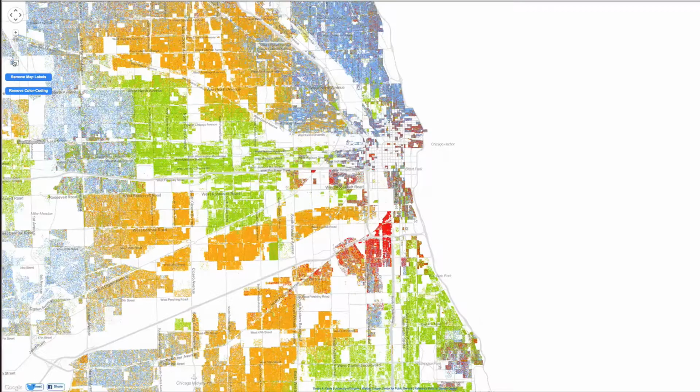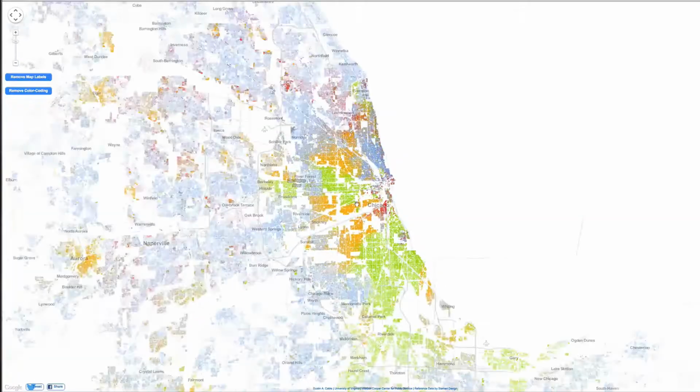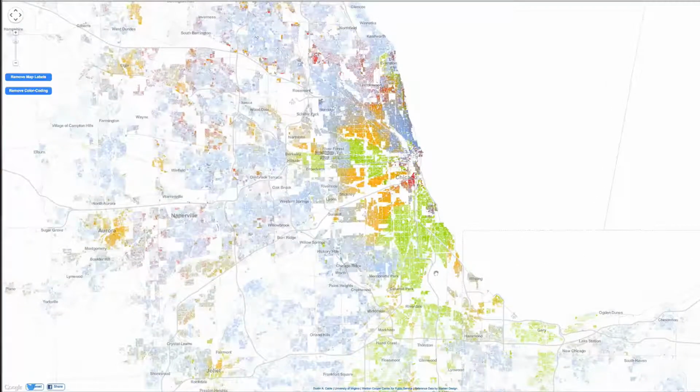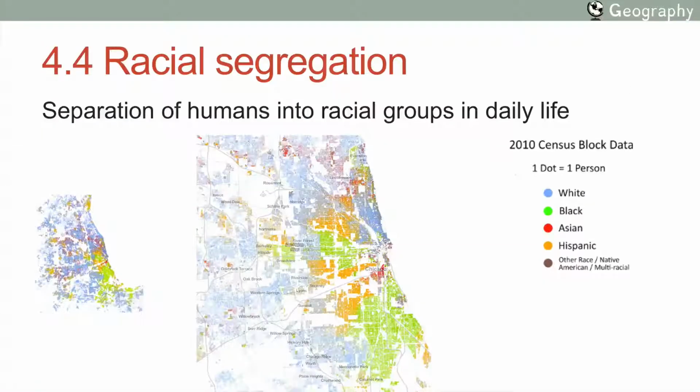Very interesting. Now let's try to compare this map where you can see the ethnicities with another map, the map of the median household income. And let's see if we can make some links. Let me remind you the definition of racial segregation. It's a separation of humans into racial groups in daily life. And here, for the case of Chicago, you can see that it radiates around it.